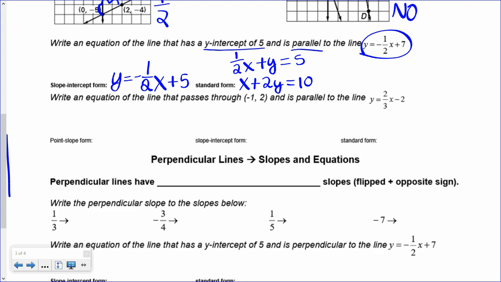So y-intercept. The y-intercept is 5. That's b from the y equals mx plus b. Is everybody good with that example?